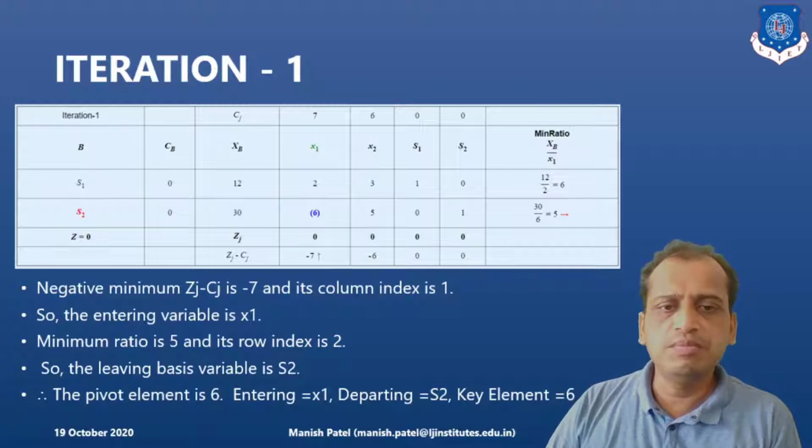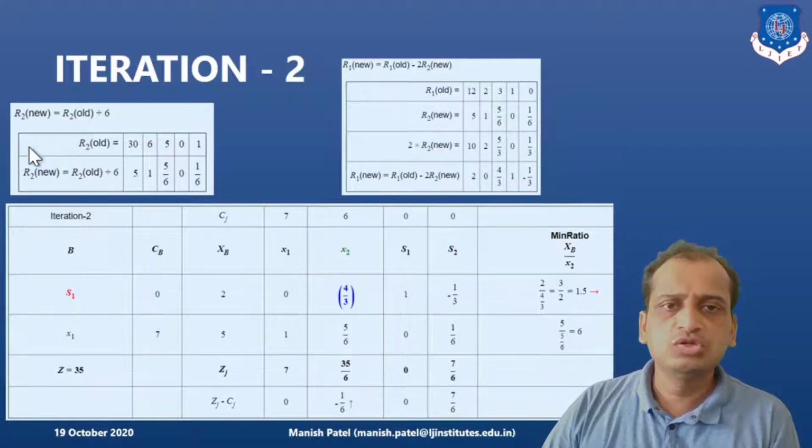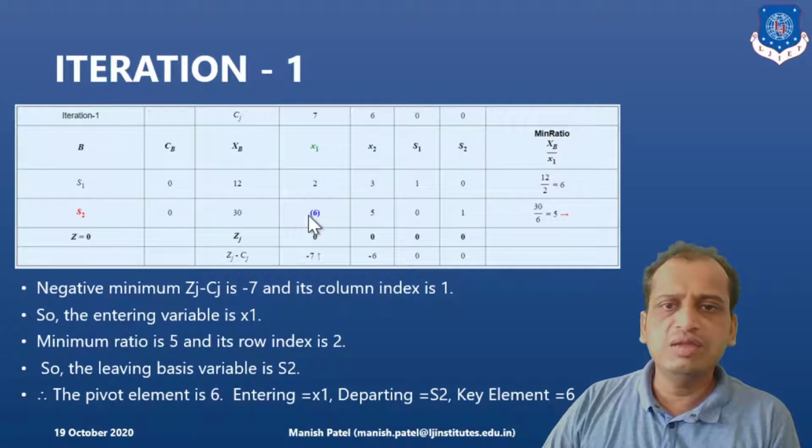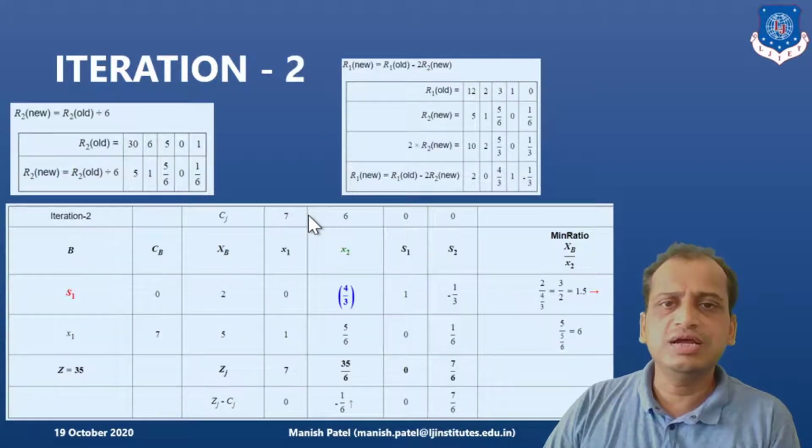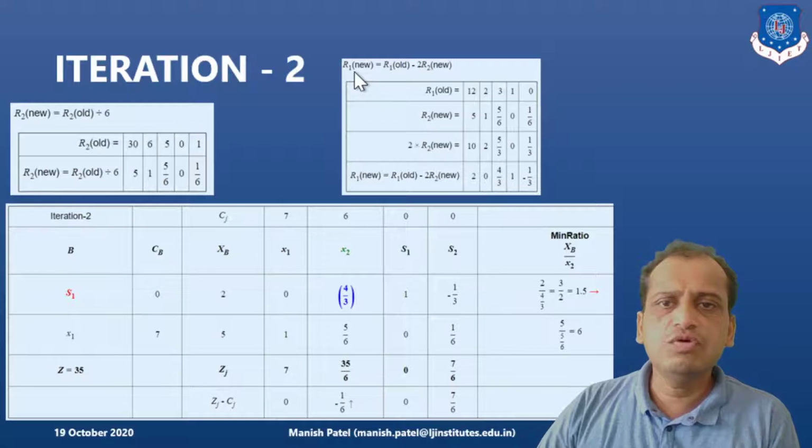We will prepare a new table based on the old one using these formulas. The new row R2 is the old values of row number 2 divided by 6. Why divide by 6? Because the pivot element is 6. In the same way, we get the R1 row with the formula R1 old minus 2 R2, that is new. Just put the values here and you will get the new values: 2, 0, 4 by 3, 1 and minus 1 by 3.